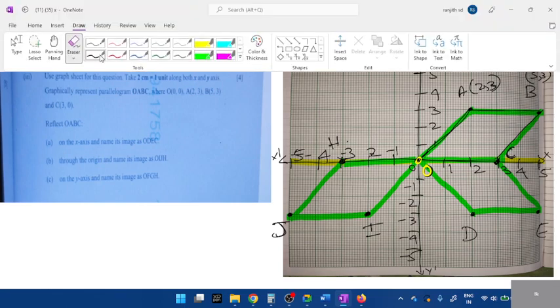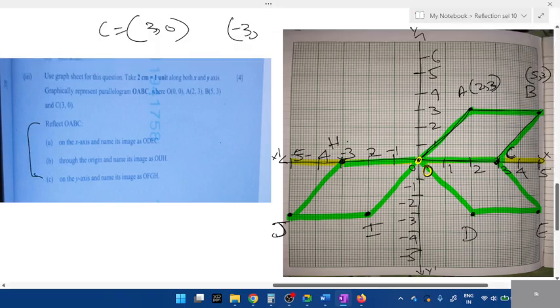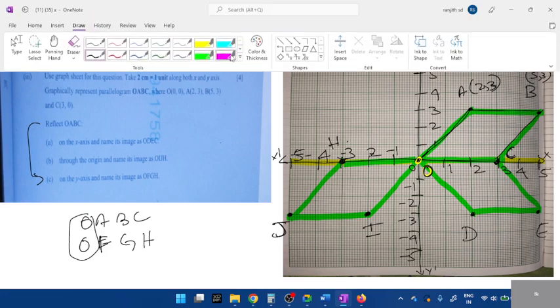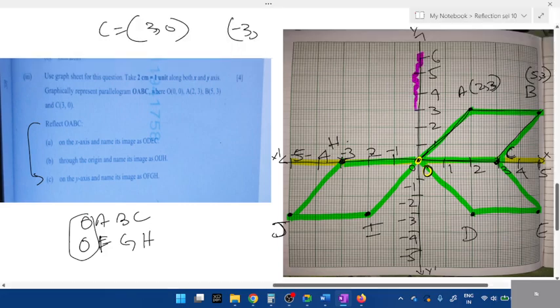On the y-axis. So which one do you have to reflect? Look here. OABC on the y-axis becomes OFGH. O and O are the same, it doesn't change. In place of A, it changes to F. And where is the axis this time? Where's the mirror? Y, right? Look at the pink one, students.